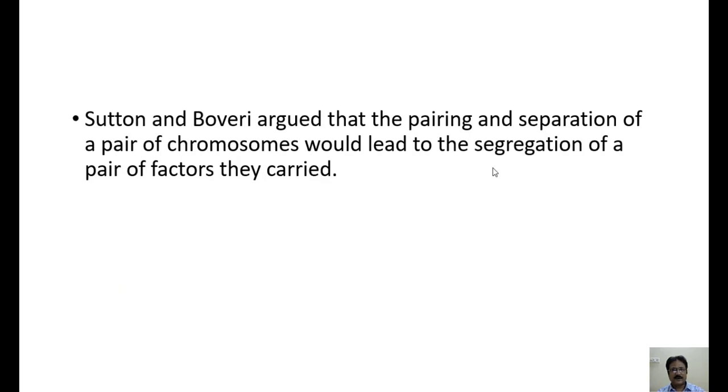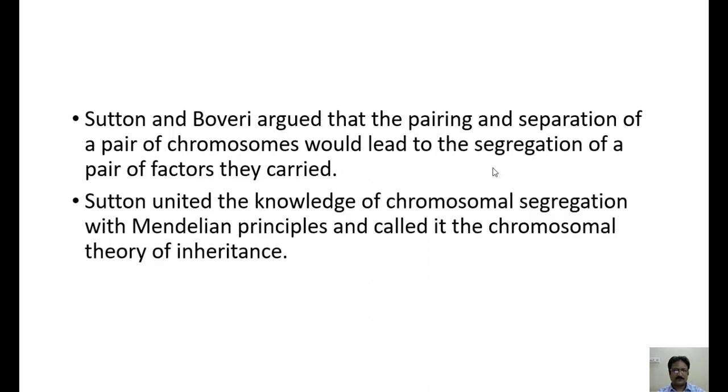So Sutton and Boveri argued that pairing and separation of a pair of chromosomes would lead to segregation of a pair of factors as they carried. Naturally, because the chromosomes are bearing their factors, as the chromosome moves, the factor also moves. So Sutton united the knowledge of chromosomal segregation with Mendelian principle and finally called it the chromosomal theory of inheritance. So now let us wind up. In a nutshell, what do we understand?